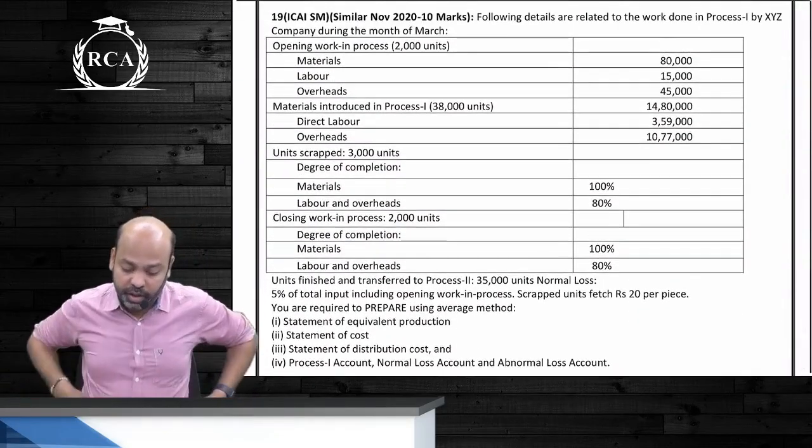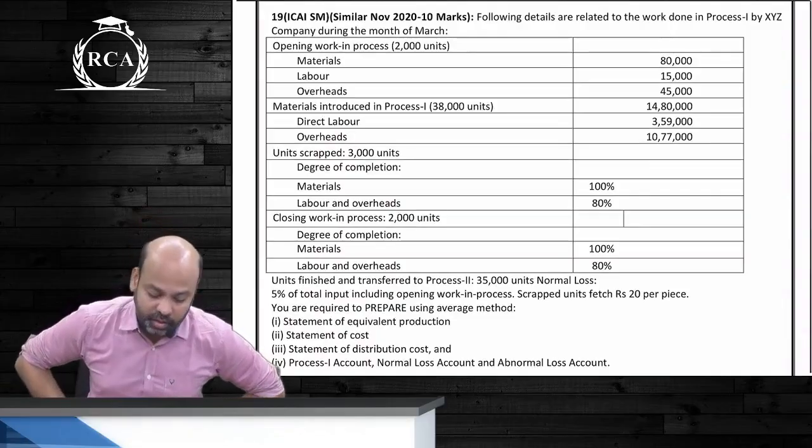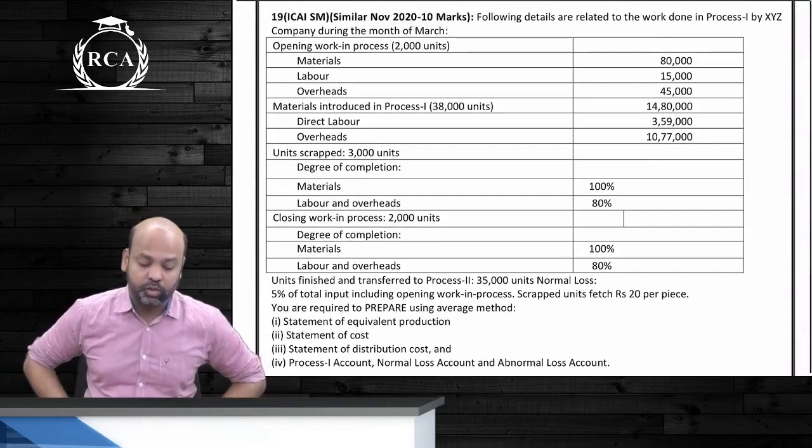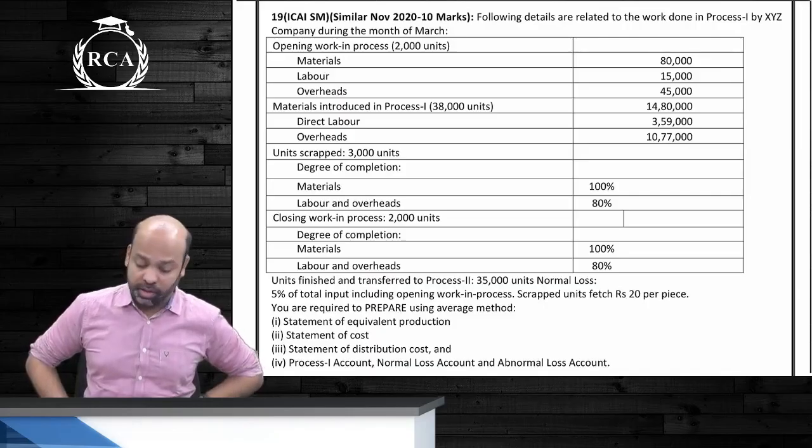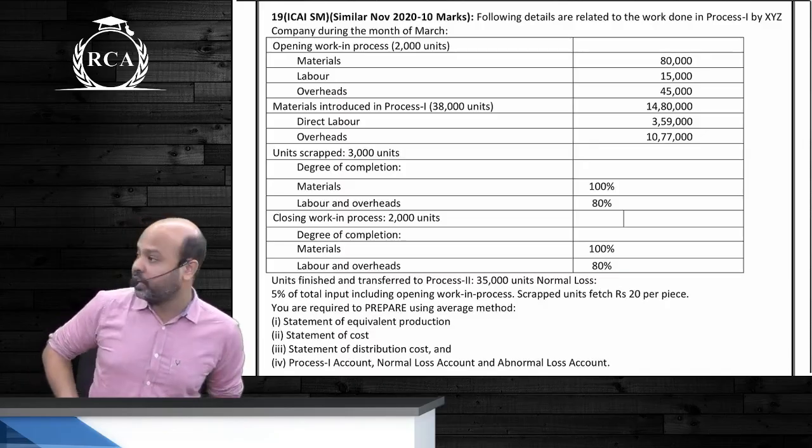This question number 19, guys. They've given us following details related to the work done in process 1 by XYZ company during the month of March. Opening work in progress 2,000 units. Material, labor, overheads. Materials introduced in the current process 38,000 units. Beta direct labor and overheads.